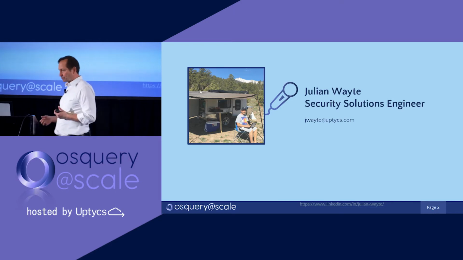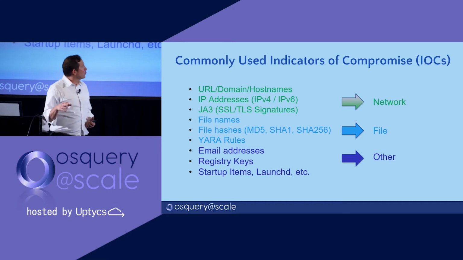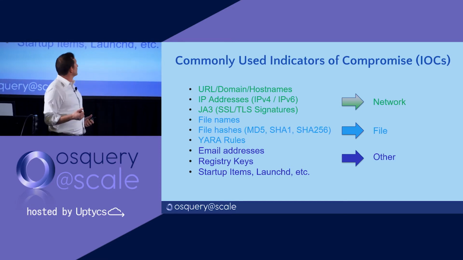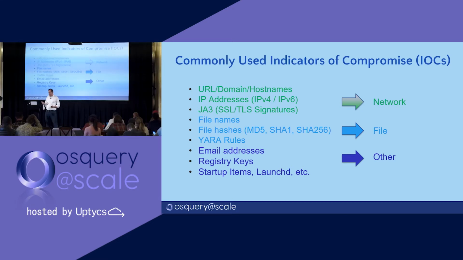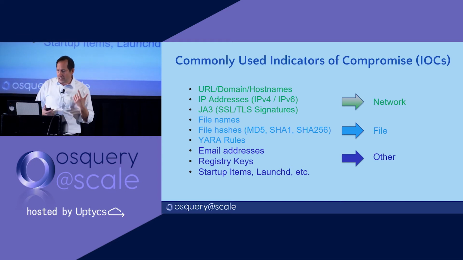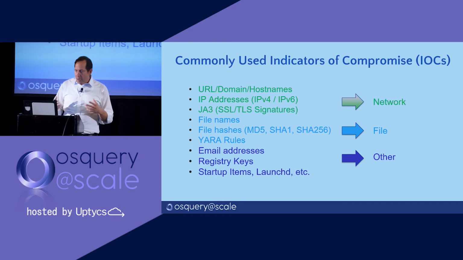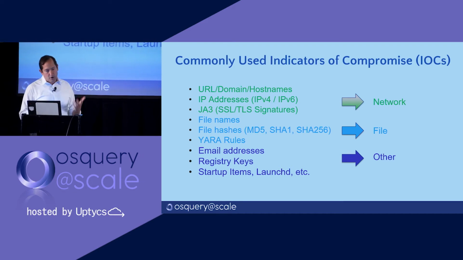So we're going to dig in here without further ado. A quick overview of some of the IOCs, or indicators of compromise, that are being used nowadays. Some of them are related to networks, so URLs, domain names, IP addresses, and now JA3 signatures. I'm going to be doing a webinar on JA3 and osquery next month. But today what we're going to focus on is files.